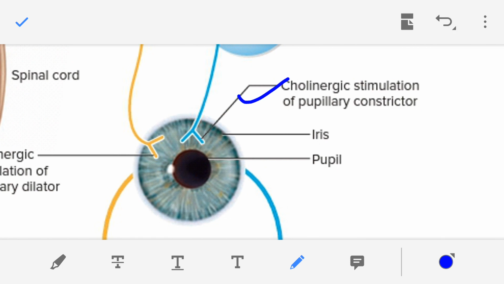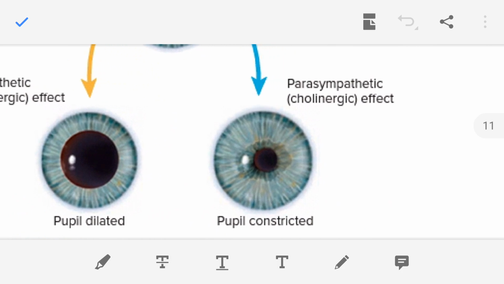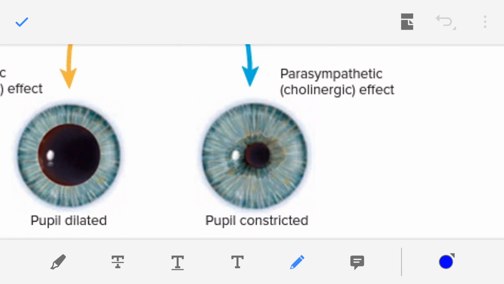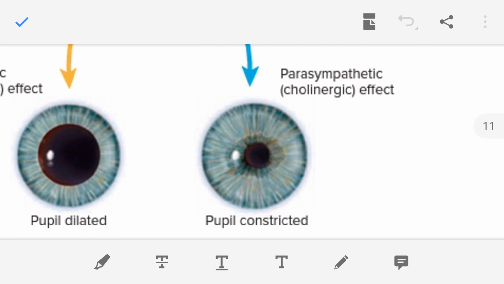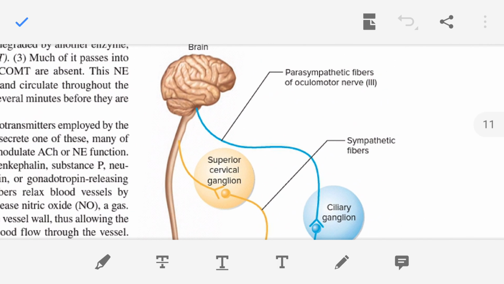Here is the cholinergic stimulation of the pupillary constrictor. That means the axon terminal is releasing the neurotransmitter acetylcholine. That is why the word cholinergic is used. Here you can see the iris and pupil. With the parasympathetic or cholinergic effect, the pupil is constricted.